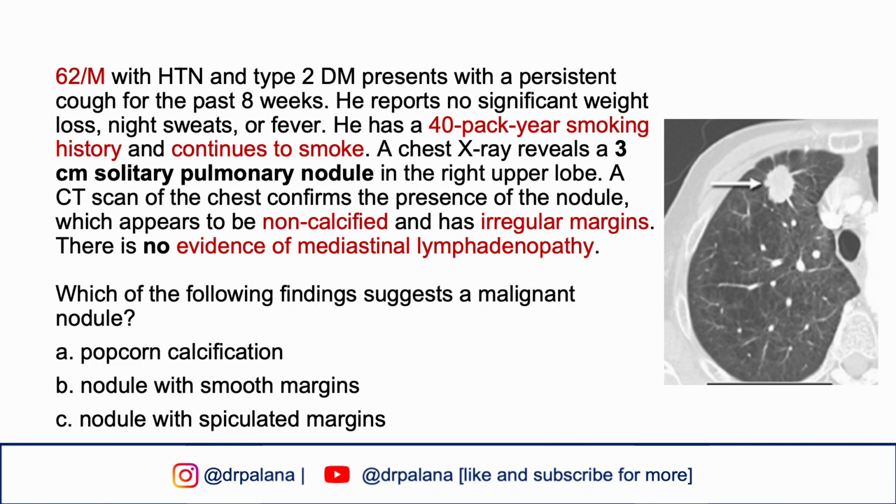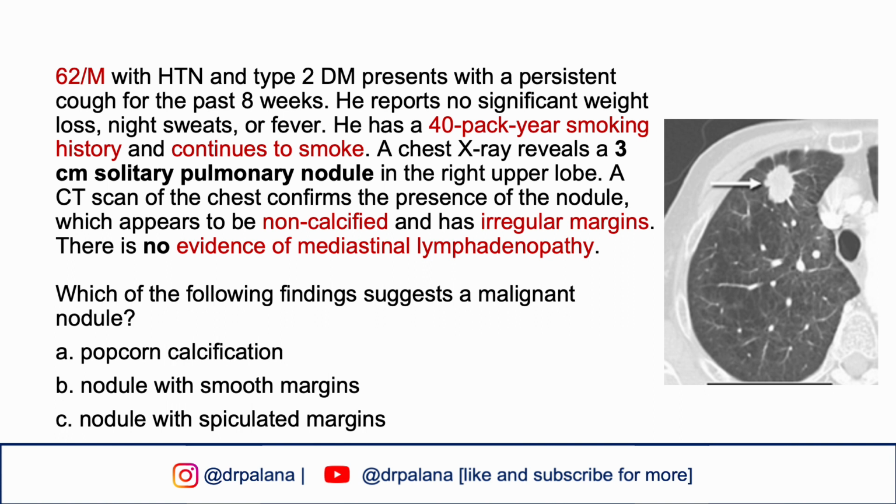A 62-year-old man with history of hypertension and type 2 diabetes presents with a persistent cough for the past 8 weeks. He reports no significant weight loss, night sweats, or fever. He has a 40-pack year smoking history and continues to smoke. A chest x-ray reveals a 3-centimeter pulmonary nodule in the right upper lobe. A CT scan of the chest confirms the presence of the nodule, which appears to be non-calcified and has irregular margins. There is no evidence of mediastinal lymphadenopathy.